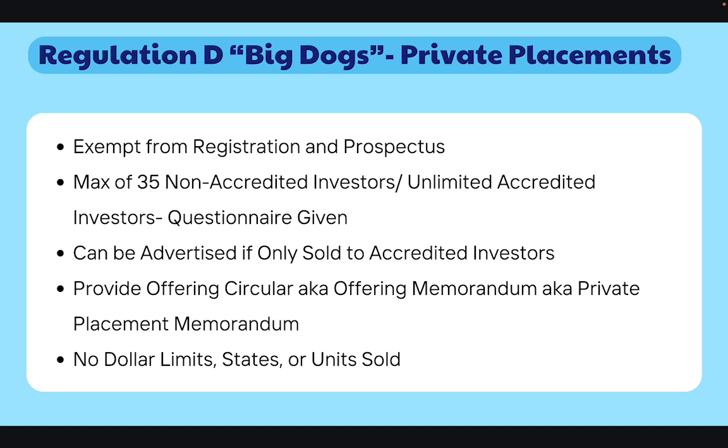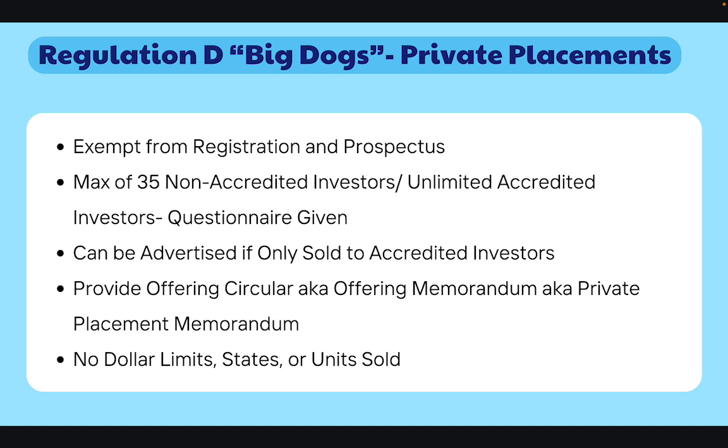The max of these private placements can be 35 non-accredited investors, and you can have an unlimited number of accredited investors. They do give a questionnaire. These can be advertised if they're only sold to accredited investors. It provides an offering circular, which is like a prospectus. It's also called an offering memorandum or a private placement memorandum. All mean the same thing. There are no dollar limits on these. There are no state limits on these or the units sold.